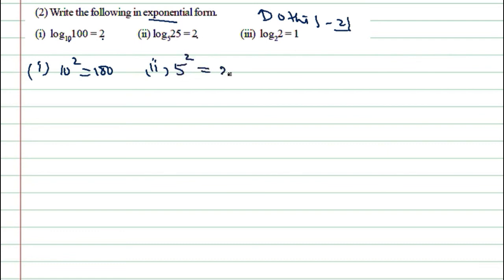The next answer: here the base is 5, and you should write it as a power 2, then 25. The next, third answer: log 2 to the base 2 is equal to 1. So we can write 2 power 1 is equal to 2. It is the third answer. So this is an exponential form. It is in the form of a power m is equal to capital M.